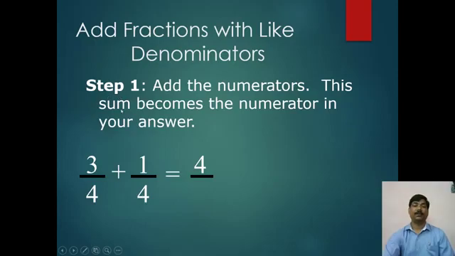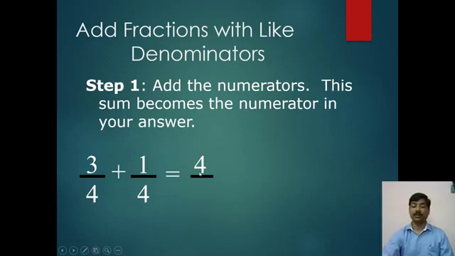Step first: if the fractions are like, then add the numerators directly. The sum of these numerators becomes the numerator in your answer. So 3 plus 1 is equal to 4. This will be the numerator of your answer.